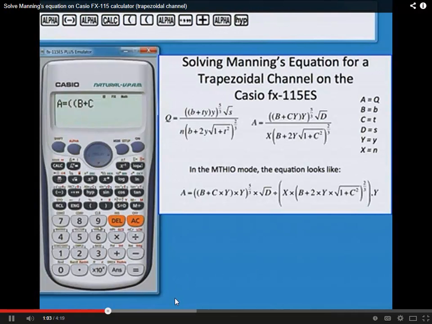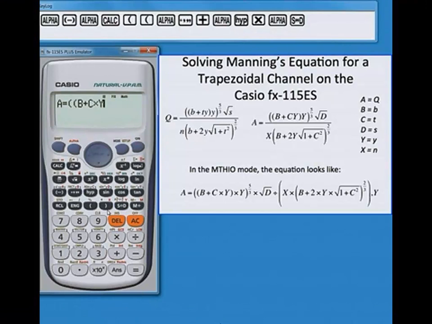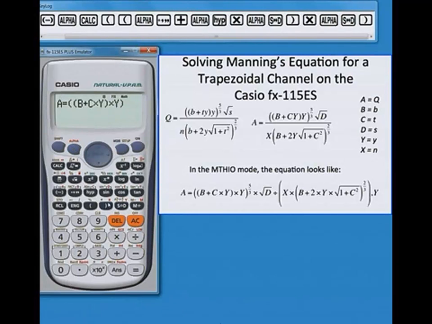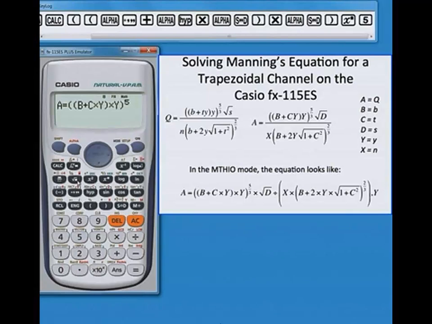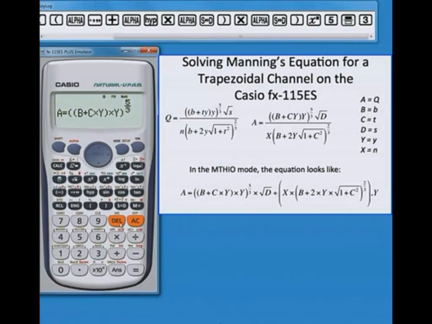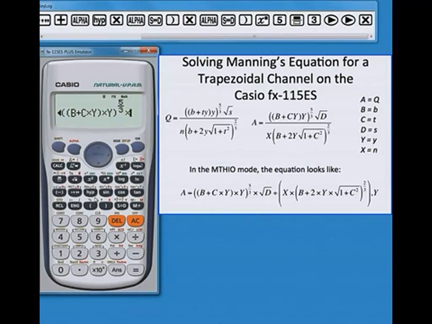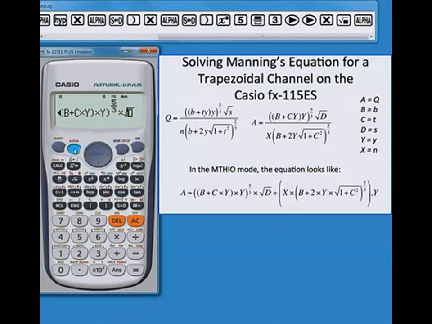And Y is Y. Close the parentheses and multiply that again by Y. Close the parentheses and raise all that to the 5/3 power. Since I'm in the Math I/O mode, I can make it look pretty much like the equation in its original form. So I'll put the 5/3 power, hit the cursor control to the right a couple times to get back down on the main line, and then multiply that by the square root of S, which in this case I'm letting D represent S.